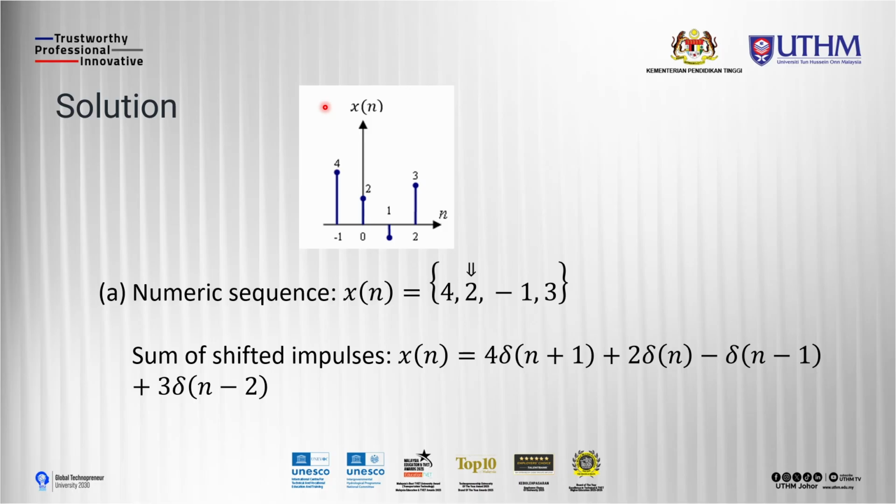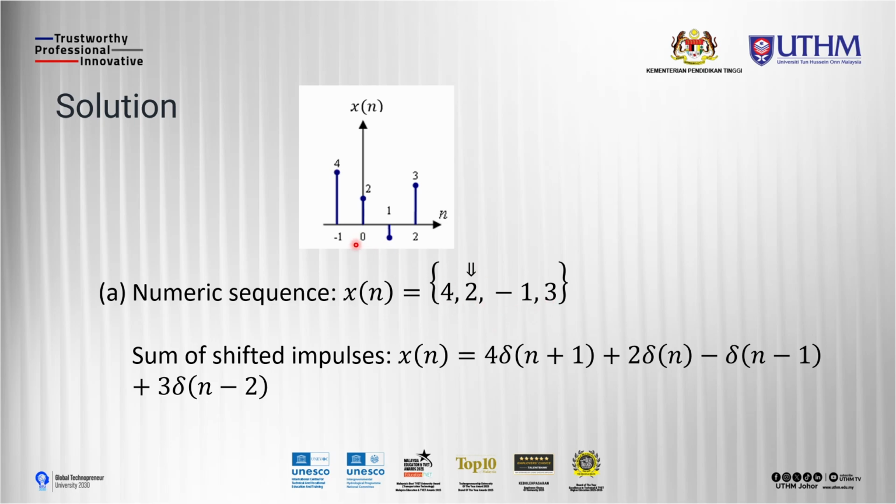So first of all, you can check where the origin is. The origin is at n equals 0, and the value is 2. And then at -1, you have the value of 4, at 1, you have the value of -1, and at 2, you have the value of 3. So you can just write down the sequence here: 4, 2, -1, 3. And then where is the origin?